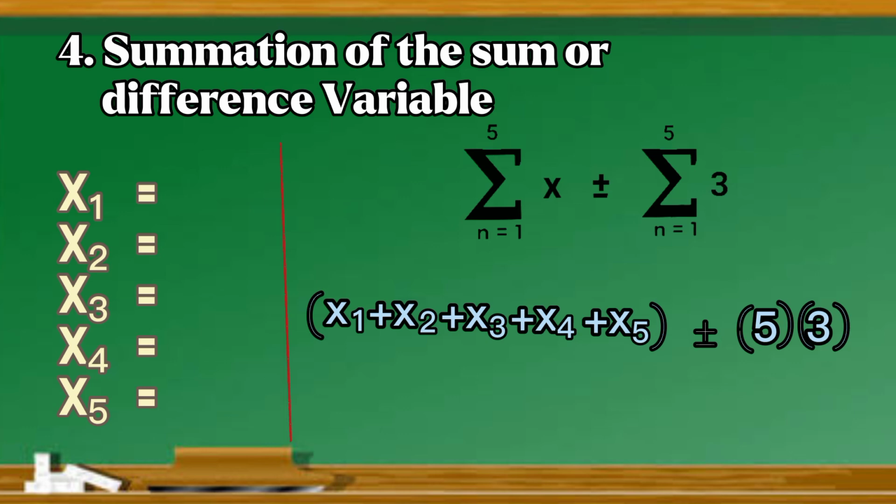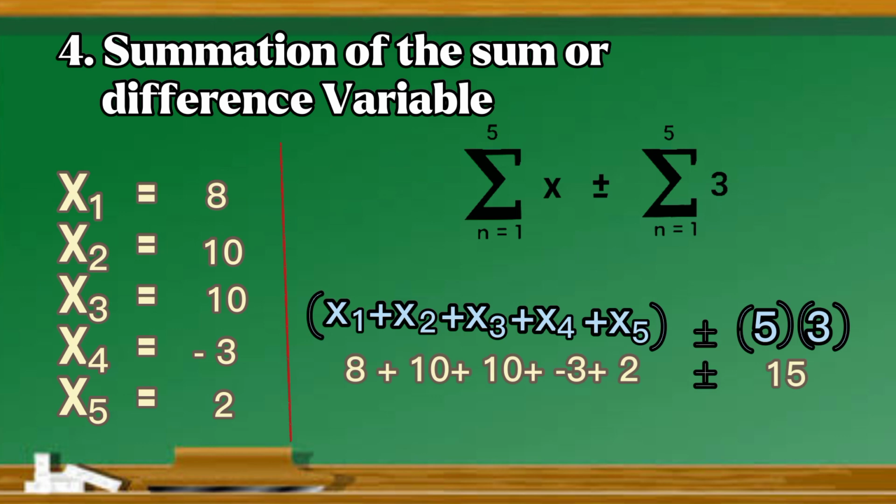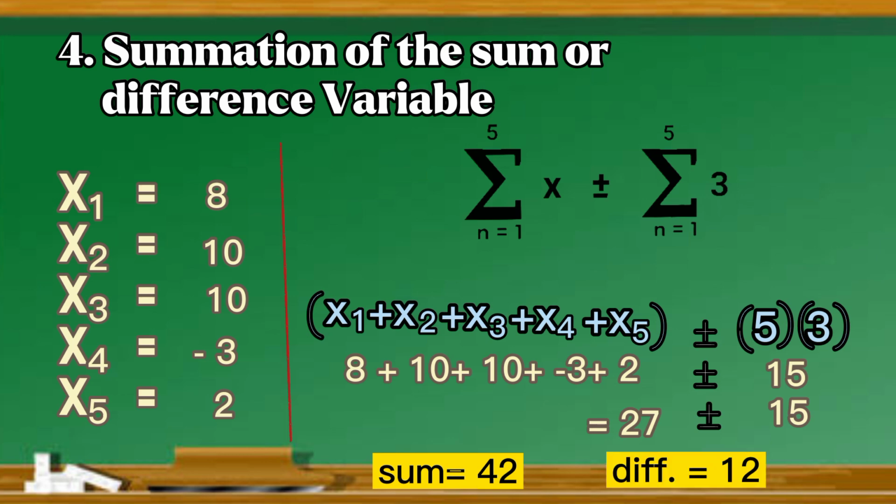Let's say ito yung values natin in each x. For x sub 1 we have 8, for x sub 2 we have 10, for x sub 3 we have 10, for x sub 4 we have negative 3, and for x sub 5 we have 2. And then, simplify lang din natin itong nasa loob ng ating parentheses. Kapag sinimplify natin, it will give us 27. Now, for the sum, the answer is 27 plus 15 equals 42. And for the difference, the answer is 27 minus 15 is equal to 12.